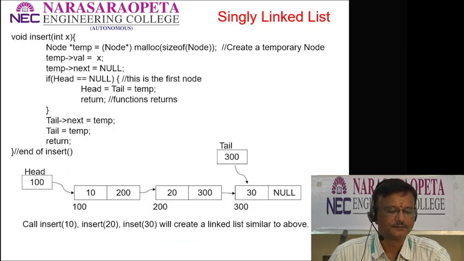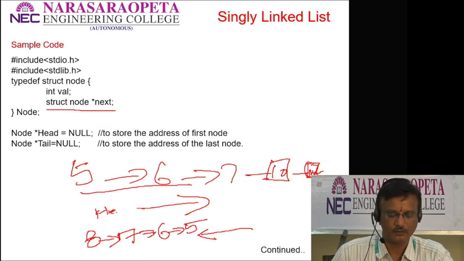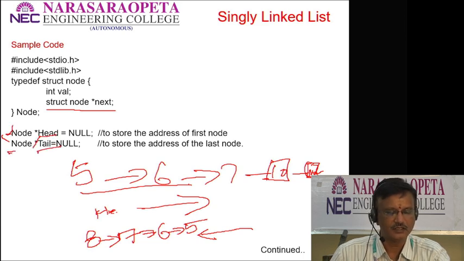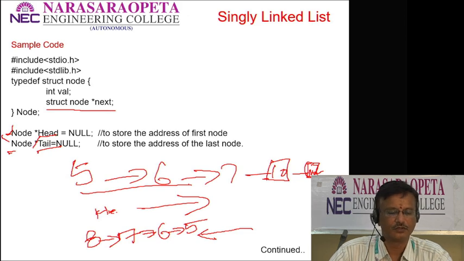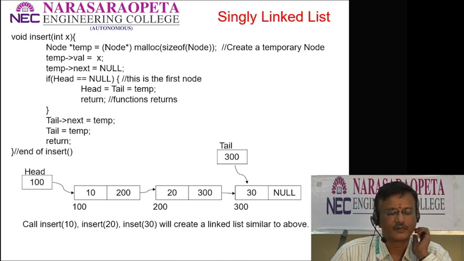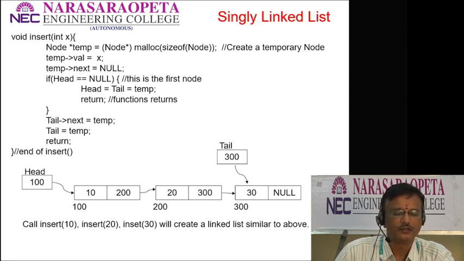Okay, see this code. Here I have created two global variables. This is the first one and this is the second one: head and tail. These are two global variables, and I have initialized them to null. It's a continuous code. See here, this is the function which can insert a new node into this linked list.